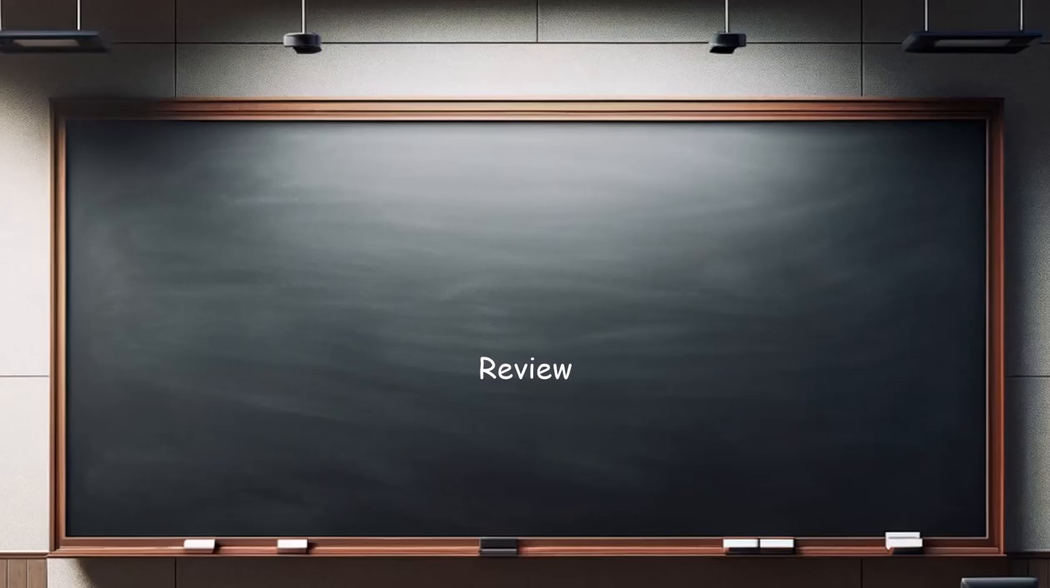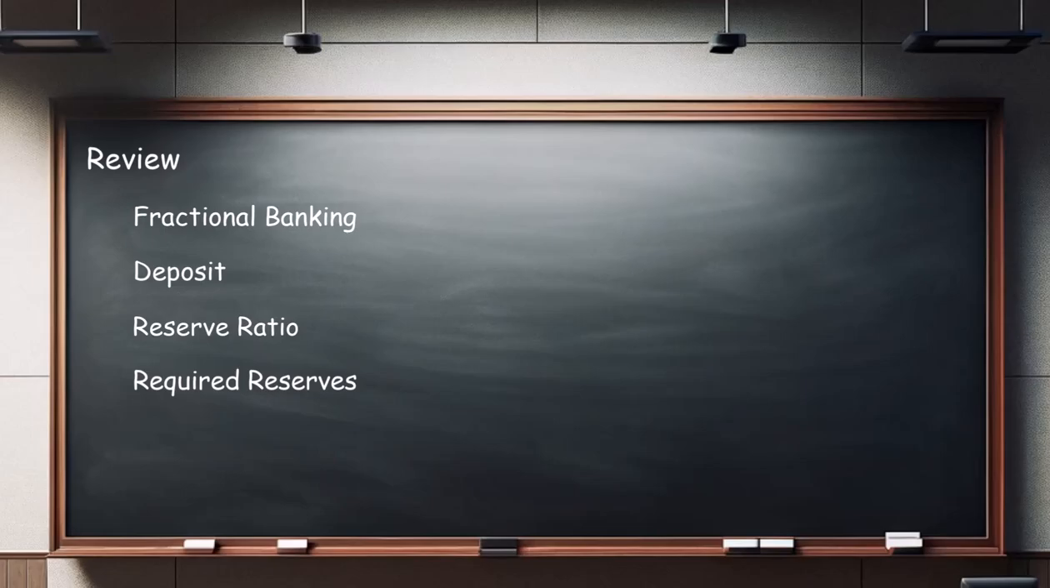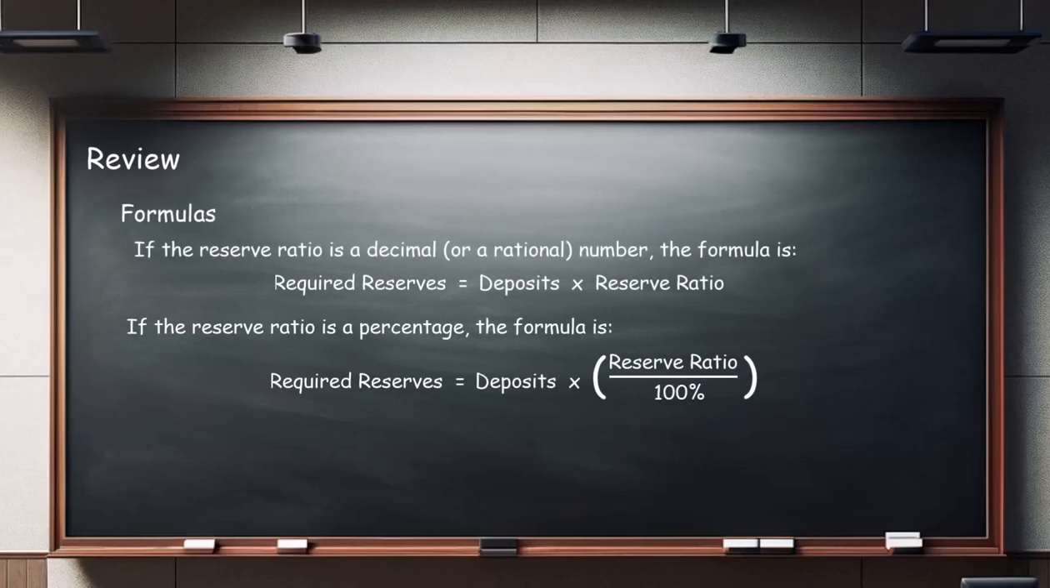One of the essential pieces of knowledge for understanding modern fractional banking is the idea of required reserves, and an important skill is calculating the required amount. The video reviewed some key terms associated with fractional banking, including the concepts of fractional banking, deposits, reserve ratio, and required reserves. The video also introduced the formula for calculating the required reserves: required reserves equal deposits times the reserve ratio.